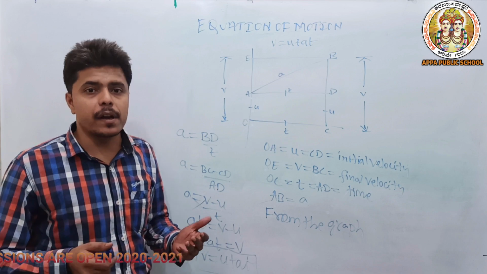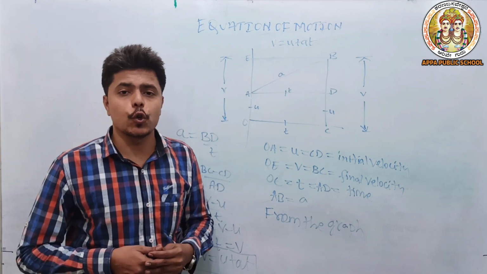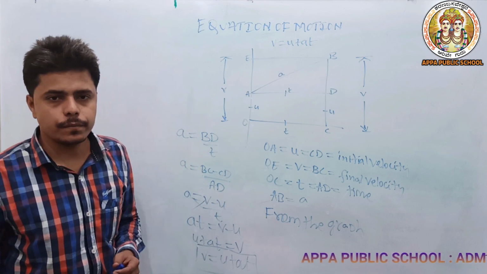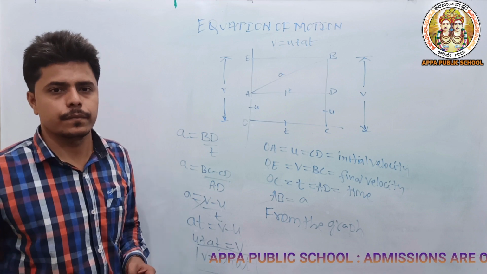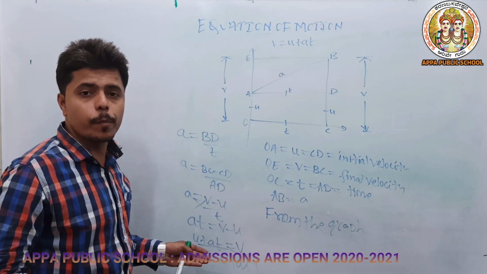So this was a simple derivation. Very easily we can derive it. V is equals to U plus AT. Velocity time graph by graphical method. Yes, this was the first derivation of equation, that is V is equals to U plus AT.